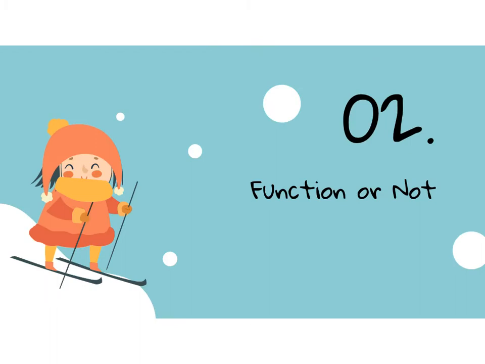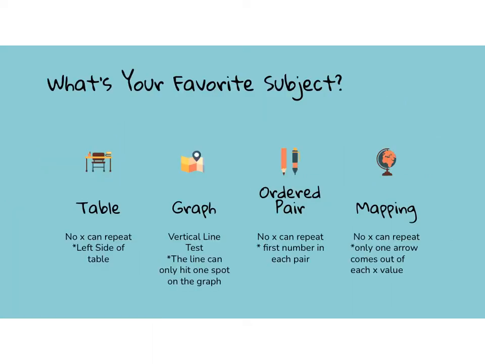Okay, next one is function or not. So is something a function or is it not a function? Okay, so there are different ways, remember, to identify if it is a function, either from a table, a graph, an ordered pair, or mapping. Please pause this video and take notes on how you can find the function or not a function from each type.